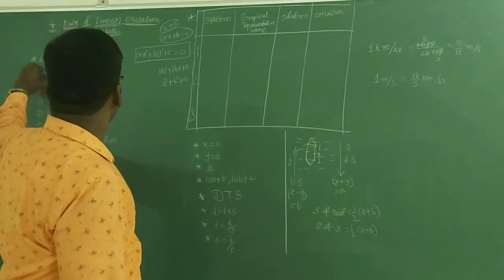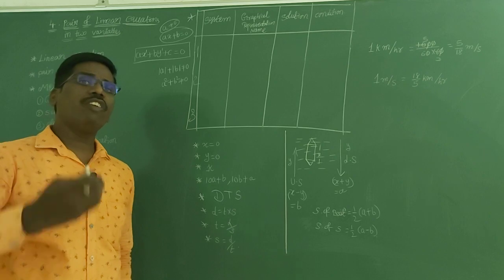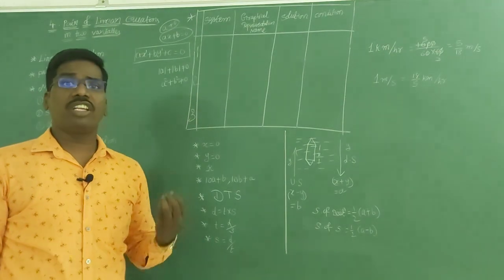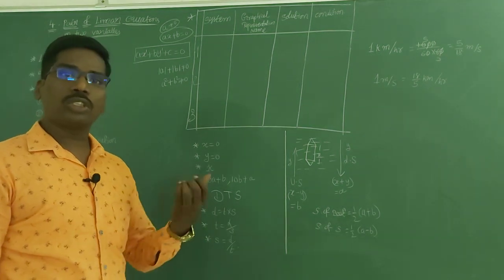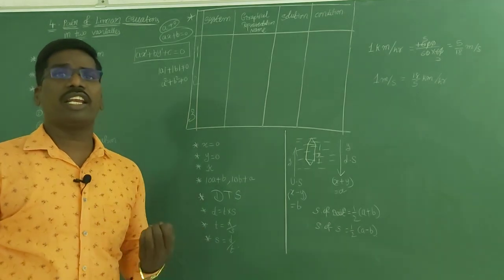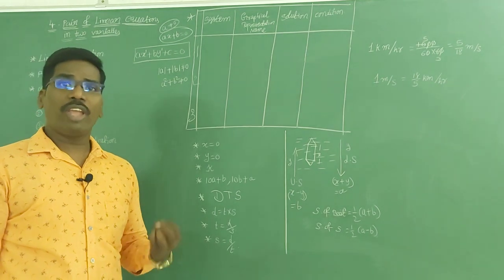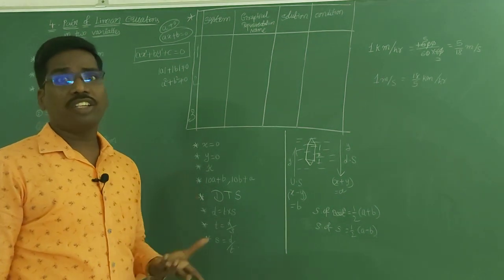Now we are going to discuss pair of linear equations. Pair of linear equations means two linear equations in two variables. If two or more equations you are taking, then it is called a system, a simultaneous system. Every system will have solutions or no solutions. So now we have to find the solution.